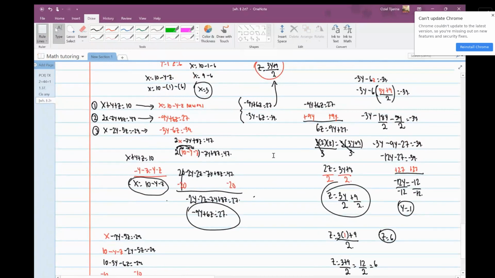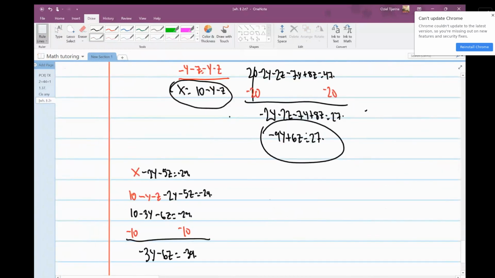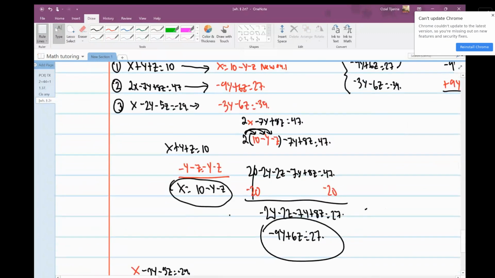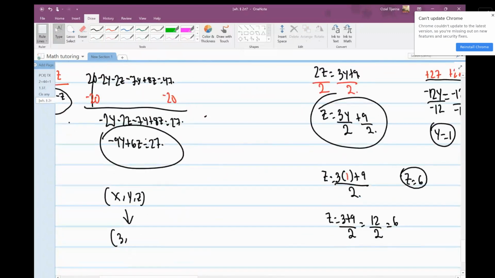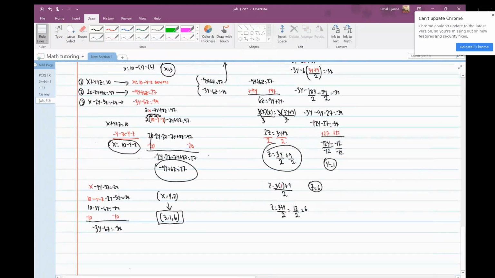Or your 3 coordinate points. Now, as an ordered triple, your answer should be in terms of x, y, z. So x equals 3, y equals 1, and z equals 6: (3, 1, 6). So this is your final answer for this problem.